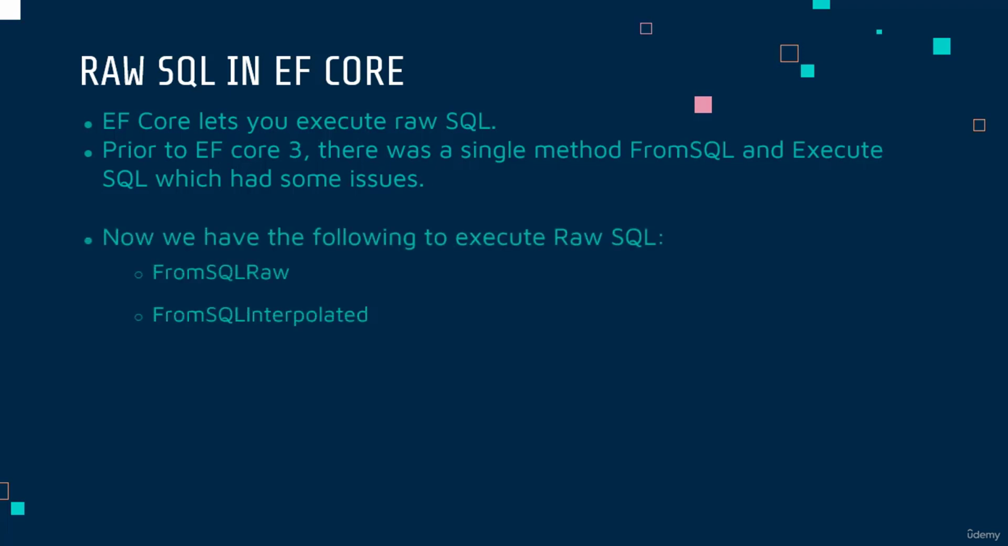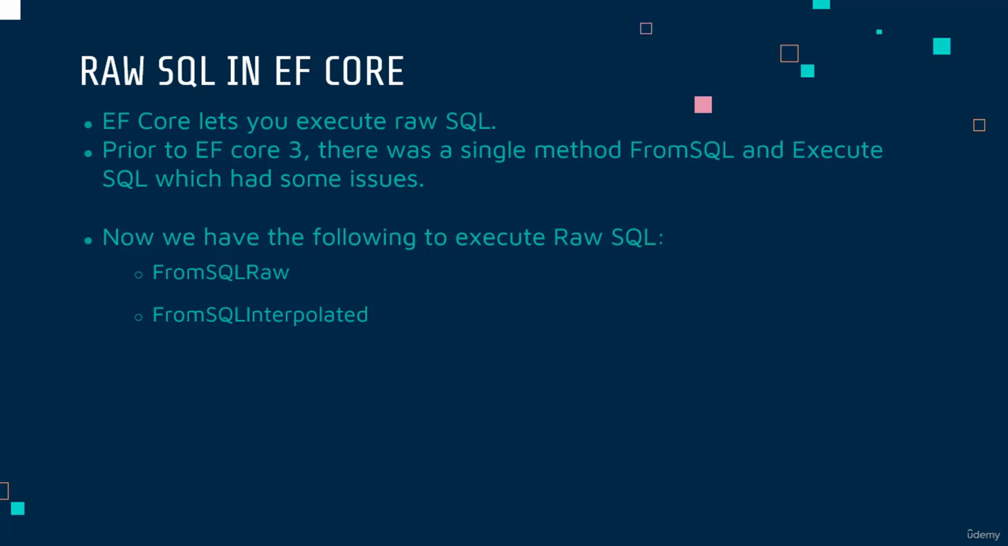There are a few methods that let you execute SQL against your defined DB set, like we have books, authors, publishers. Now if you are coming from a prior version of EF Core, like EF Core 3 or previous versions, there was a single method, FromSql and ExecuteSql, but it turned out they had some issues because of which the EF Core team decided to change that. Now for query purposes, we have FromSqlRaw and FromSqlInterpolated. Both of these methods have async versions as well. Before we dive deep, let's take a look at some examples.